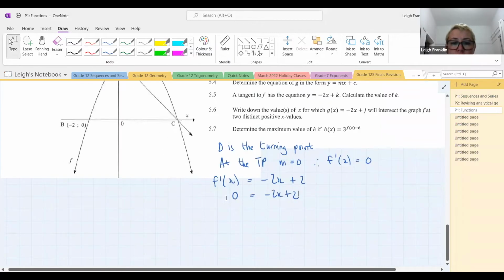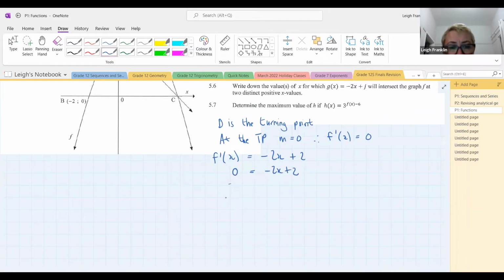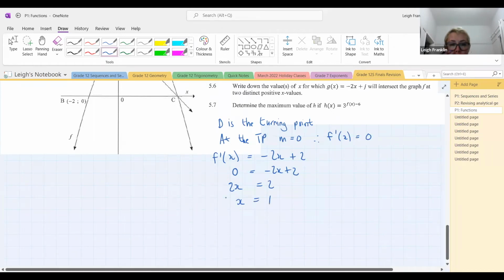And now we can take our 2x over to the other side, and x would be equal to 1. So that's an alternative way of working out the x coordinate at the turning point. You would still then have to go f of 1 equals minus 1 squared plus 2 times 1 plus 8 to get your 9.